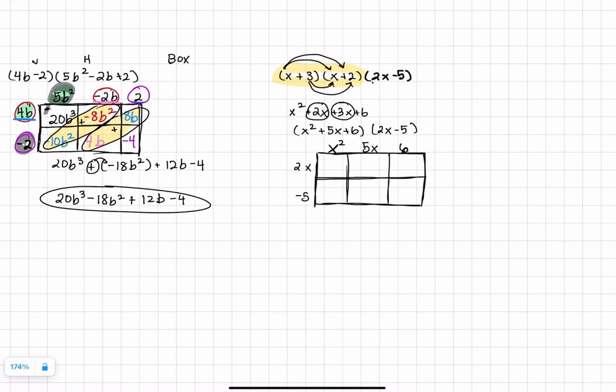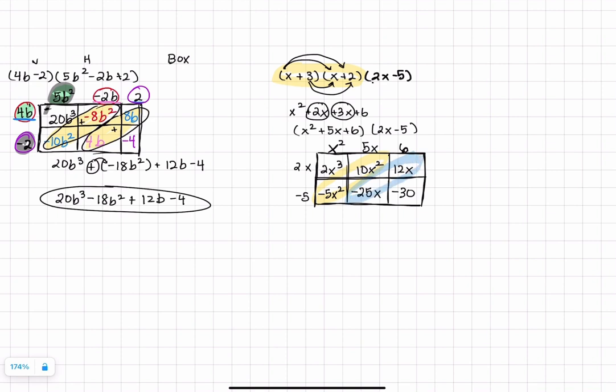So 2x times x squared is 2x cubed. 2x times 5x is 10x squared. 2x times 6 is 12x. And then negative 5 times x squared is negative 5x squared. Negative 5 times 5x is negative 25x. And then negative 5 times 6 is negative 30. Okay, so now circle the like terms. They're most times going to be diagonal. So let's use a different color for this one.